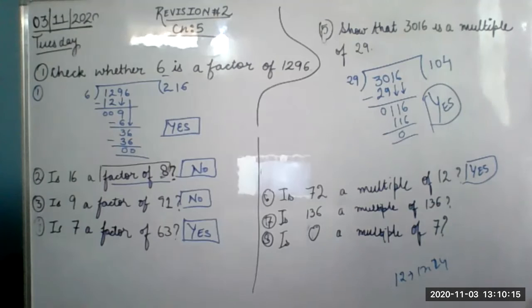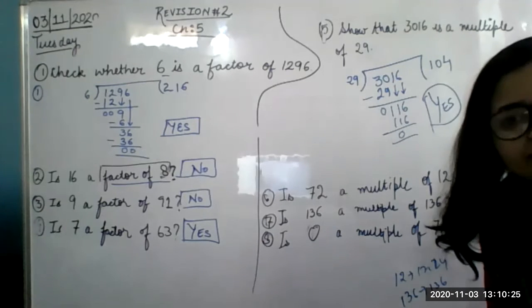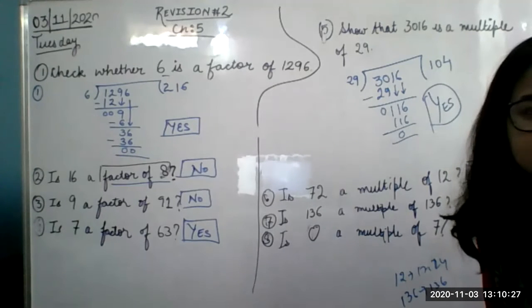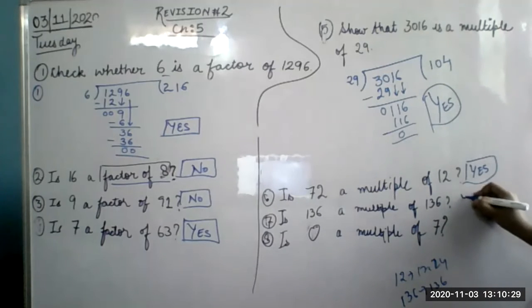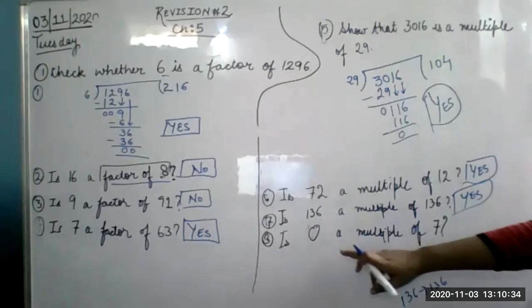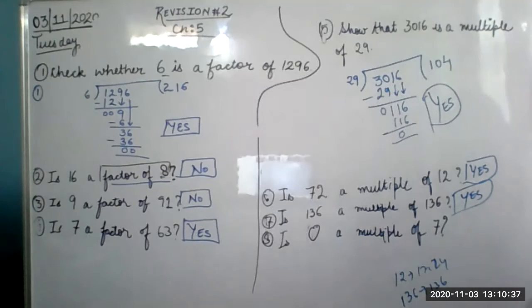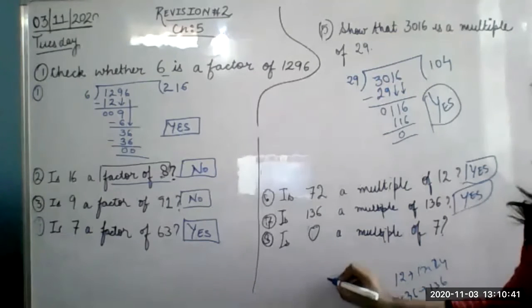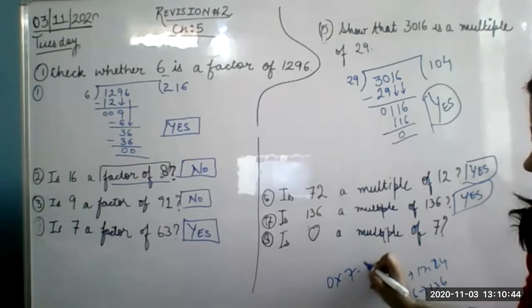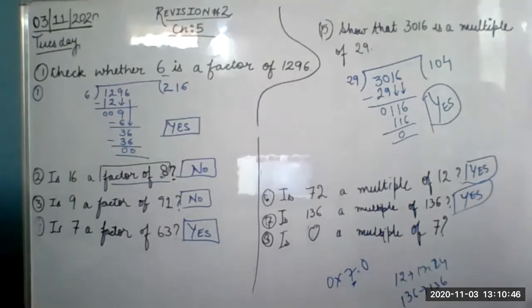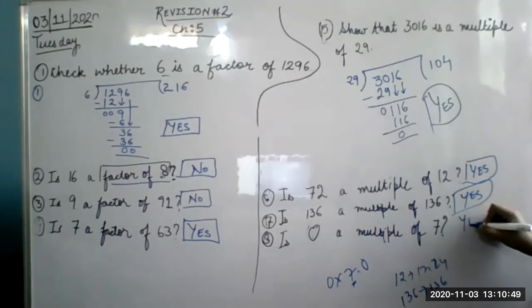Is 136 a multiple of 136? Yes, ma'am. If I ask you to take out the multiples of 136, first of all, you will write 136. Every number is a multiple of itself. Therefore, this answer is yes. Is 0 a multiple of 7? Yes, ma'am. 0 is a multiple of every number. See, 0 sevens are 0. So it is coming in the table of 7. That means yes.